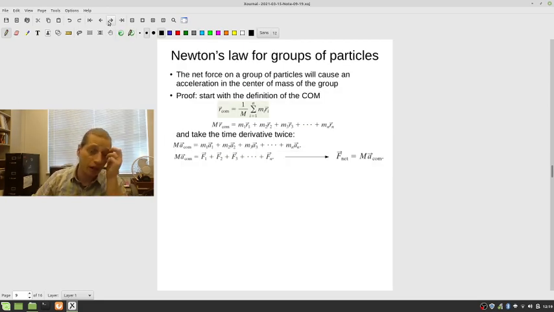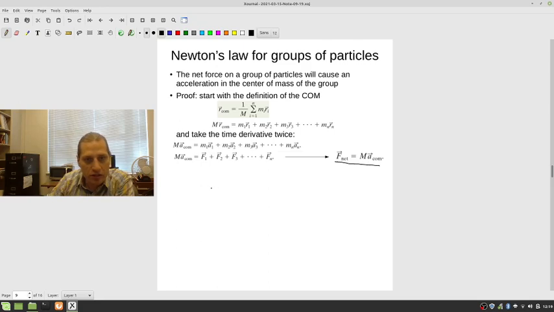All right, now, as I've said, the whole point of this center of mass idea is that you're effectively doing Newton's law, but for a group of particles. So we're going to start out with the definition, and I want to prove that I can get an F equals ma out of this thing. So how does this work?